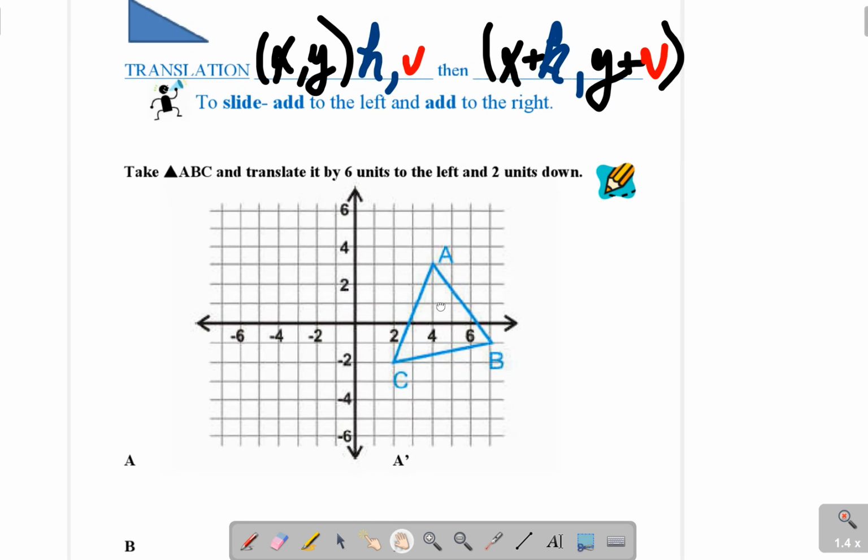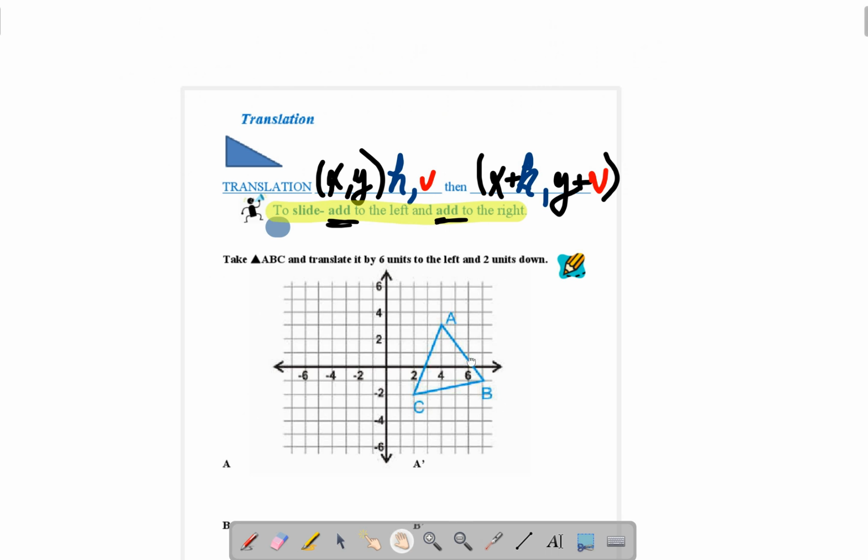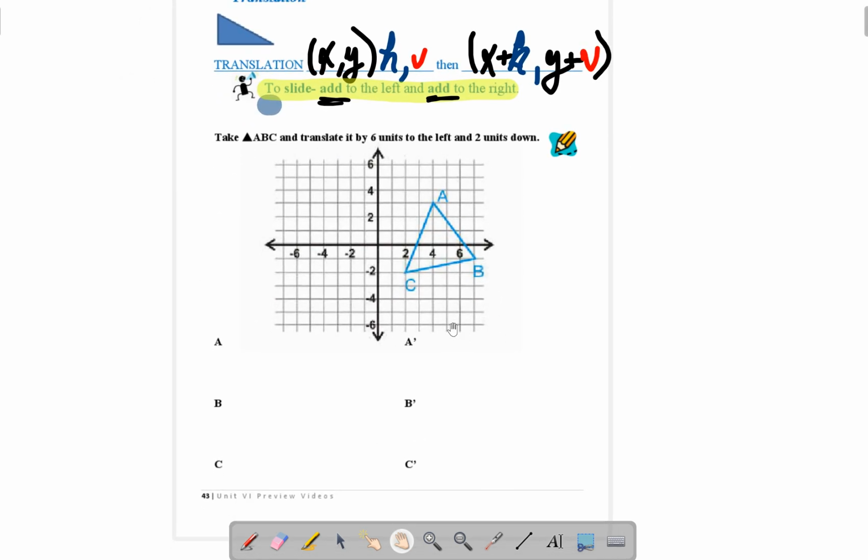So right here, get ready to chant. It goes like this. I am saying exactly this right here. To slide, add to the left, add to the right. To slide, add to the left, add to the right. So translation, you're sliding, you're going to add something to the left and right. We're going to do this one together and then the one on the right on your own.